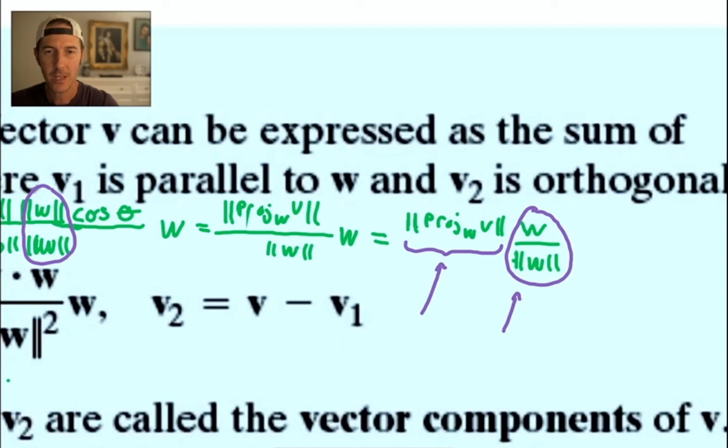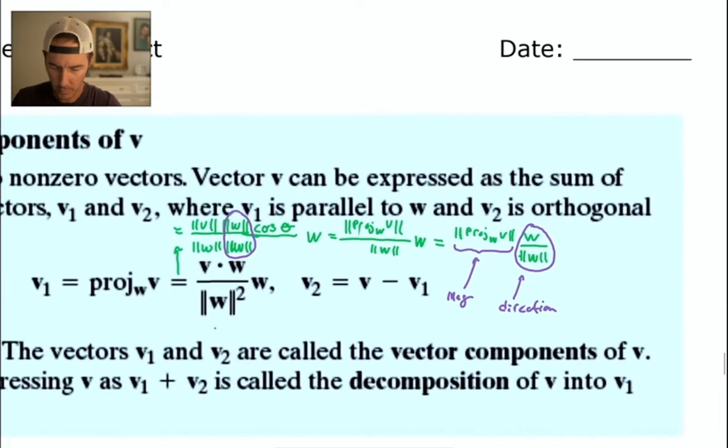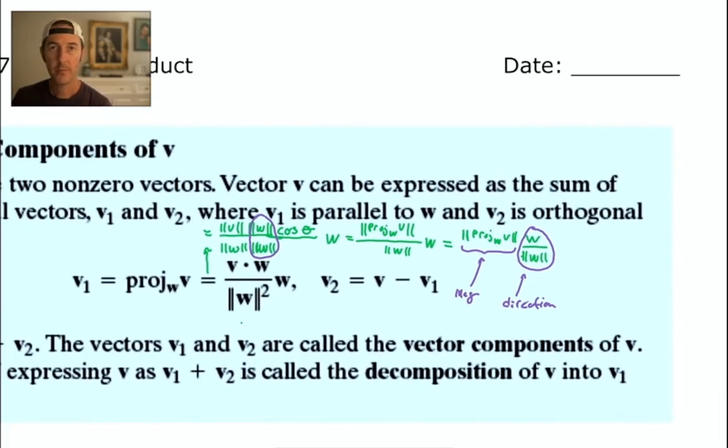So that is the amount, really. That's the magnitude of this resulting vector, ultimately. And the w over mag w gives us the direction. So we know vectors have magnitude and direction. This is really the magnitude, and this is the direction. And that is equal to v1 on that diagram that's just at the bottom of the previous page.